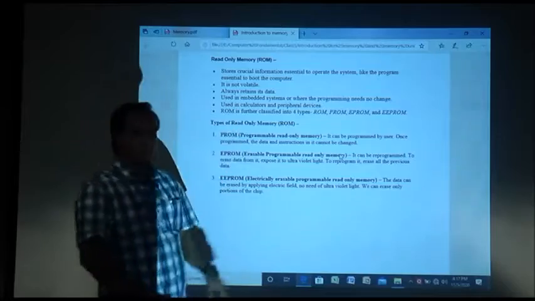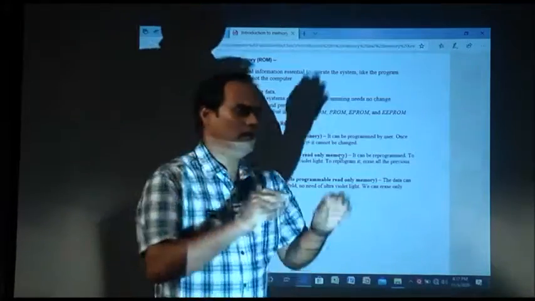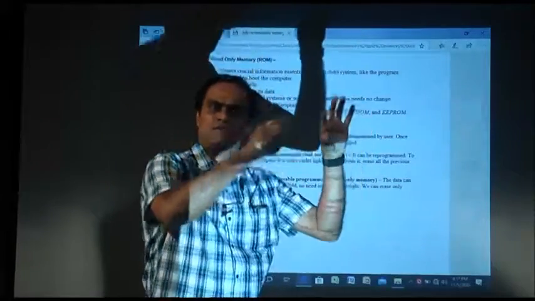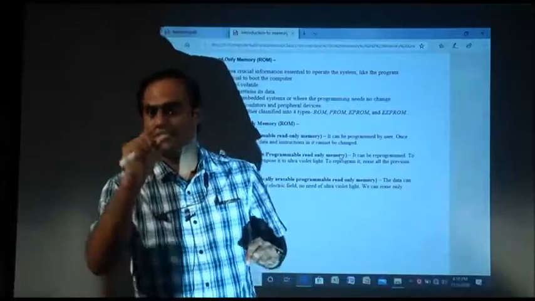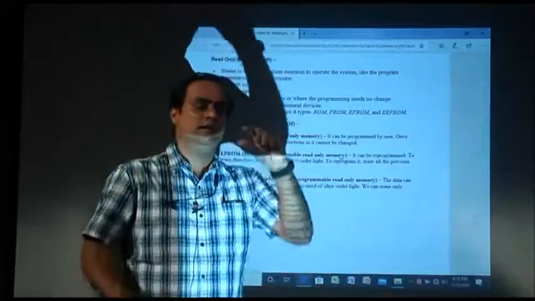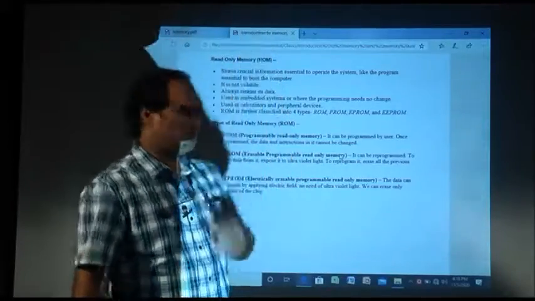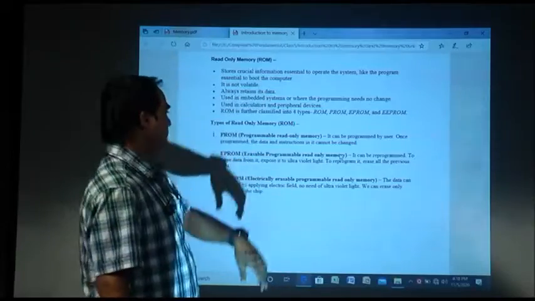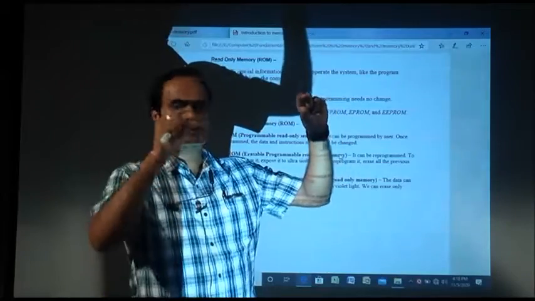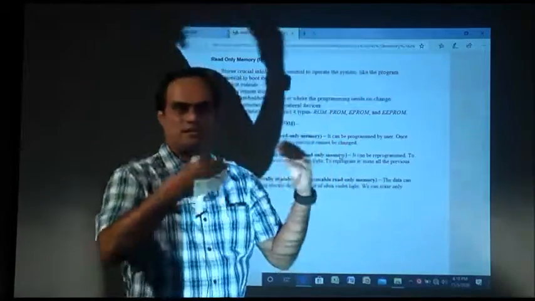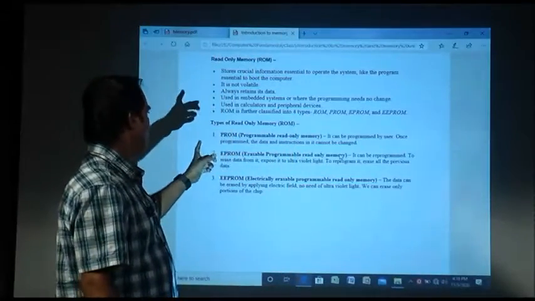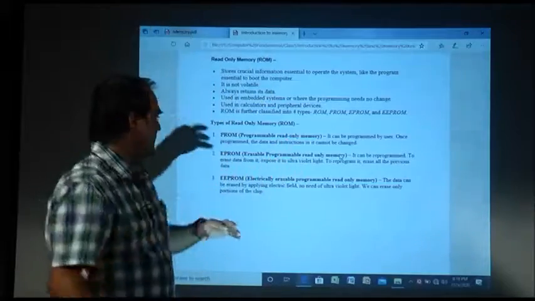Programmable read only memory means whatever chip we are using, we give one program, and with the help of this program, those sets of instructions are stored inside the ROM chip. We can't erase it. Once it is stored, we can't reuse that memory device again. Erasable programmable read only memory means whatever the content inside that ROM chip, we can erase it again. Through the EPROM, we can erase, and we can program again.